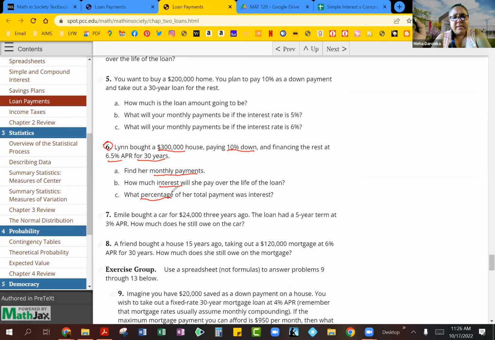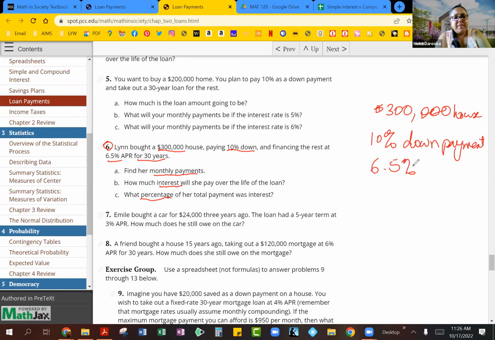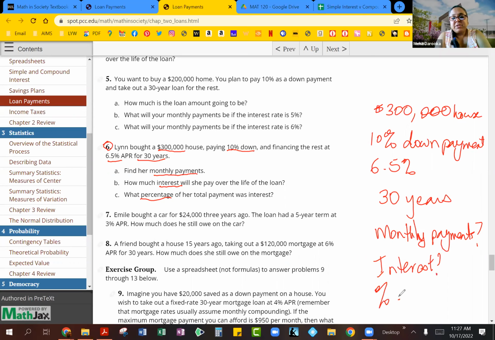So let's take a look at what these come out to be. We have $300,000 as the value of the house. She's making a 10% down payment. The rest of it is going to be financed at 6.5% APR, and we're doing this for 30 years. We're trying to figure out what the monthly payments are, how much interest she will pay, and the percentage of the interest based on her total payment.